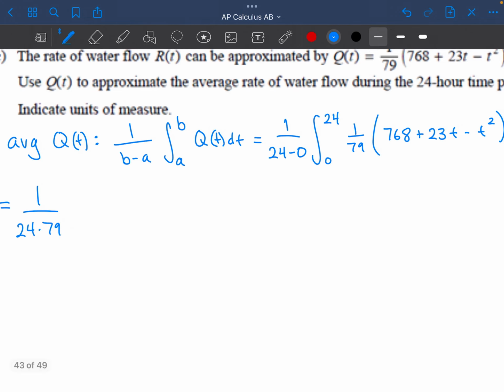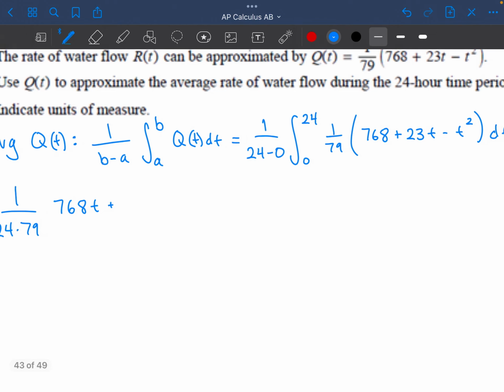The antiderivative of 768 is 768t, not x, because we're dealing with t. And I'm trying to make my t's curvy on the bottom so you don't confuse them for plus signs. Then I'm going to add, that is a plus sign, I make it small and not curvy, 23t. That's going to turn into 23t going up a power to the power of 2, divided by that 2. And then finally minus, t goes up a power to the power of 3, divided by that 3.